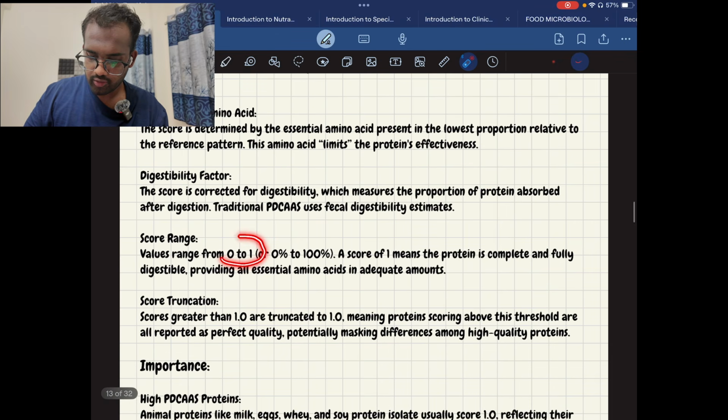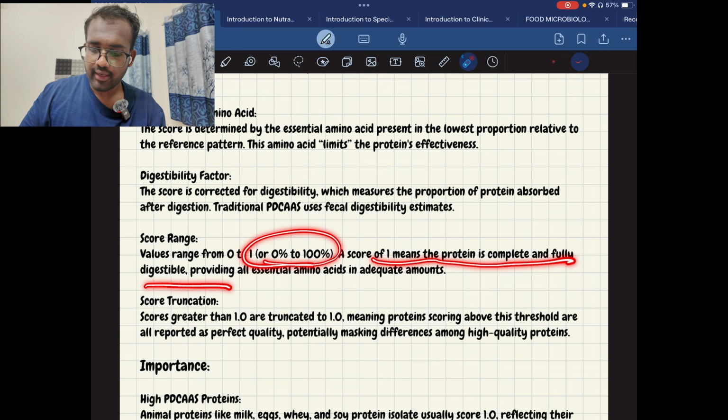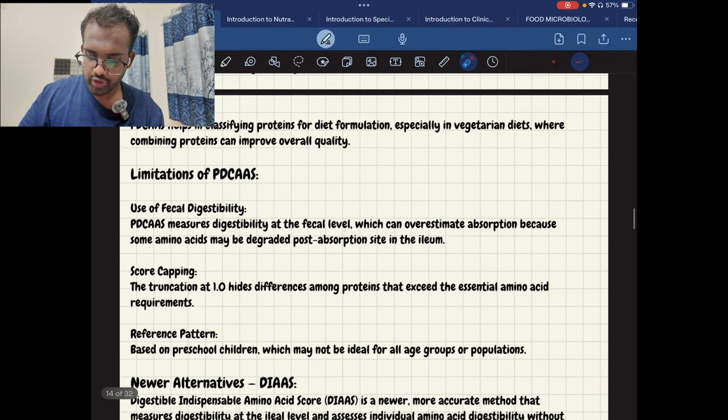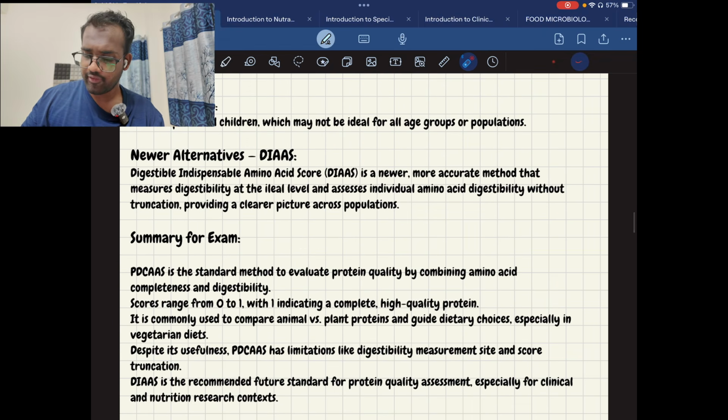Okay, I have clearly mentioned here what that is. See here, 0 to 1 means 0 to 100%. 1 means the protein is complete and fully digestible, providing all essential amino acids adequately. Okay, and here I have explained the importance and limitations, very much in detail.